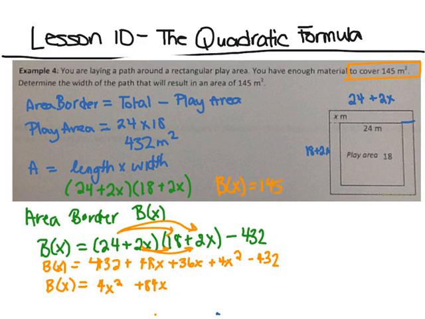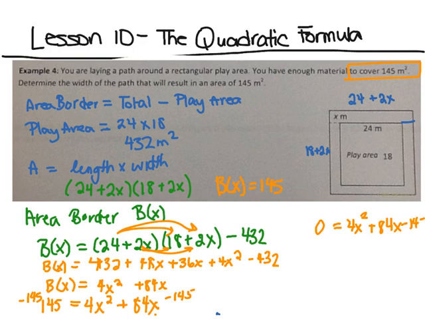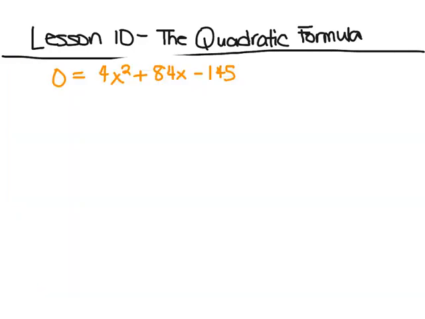So we're going to plug that in for B of x. So 145 is equal to 4x squared plus 84x. And we want to move it to the other side, so we're going to subtract 145 from each side. This is now 0. 0 is equal to 4x squared plus 84x minus 145. So now we're going to use the quadratic formula, but I'm just going to erase everything. So we have 4x squared plus 84x minus 145. A is equal to 4, B is equal to 84, C is equal to negative 145.